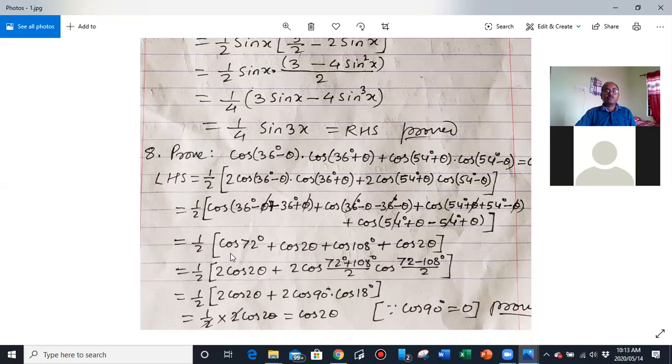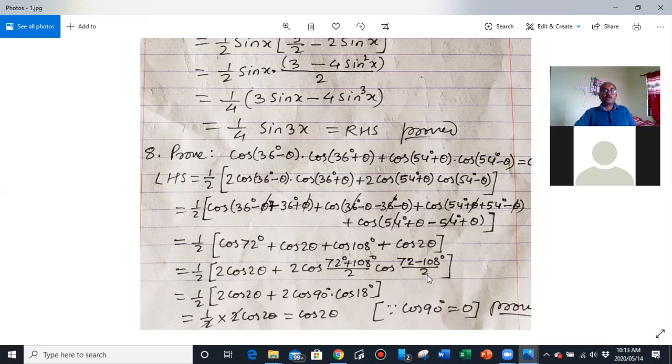And cos A plus cos B, 72 as A, 108 as B. You can see, consider 108 as A, 72 as B, because in plus sign you can do both ways. If there is minus sign, then you have to stick to which is first, that is A, which is second, that is B. Now cos C plus cos D, 2 cos (C plus D) by 2 cos (C minus D) by 2.